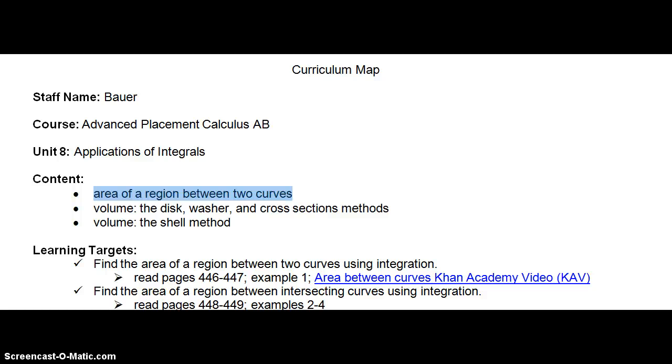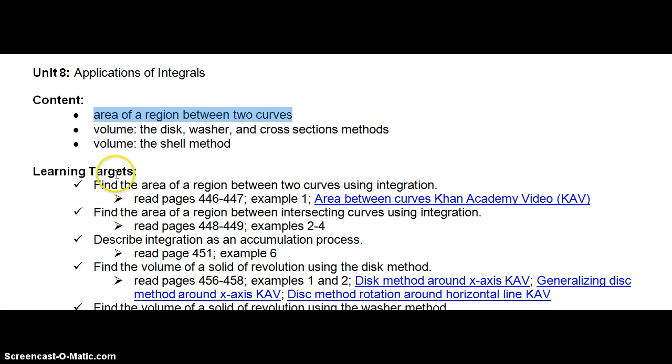The focus of this video is going to be one of our Unit 8 topics, and the topic is the area of a region between two curves. There are 3 learning targets that go with this particular topic. Finding the area of a region between two curves using integration. Finding the area of a region between intersecting curves using integration. And describing integration as an accumulation process.